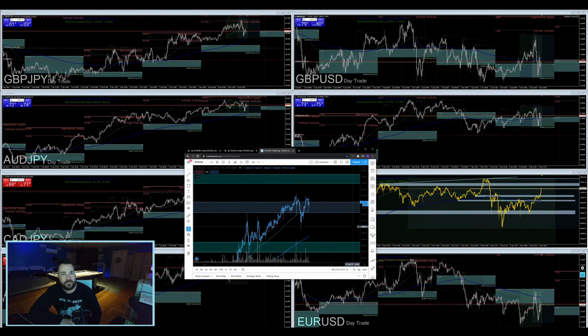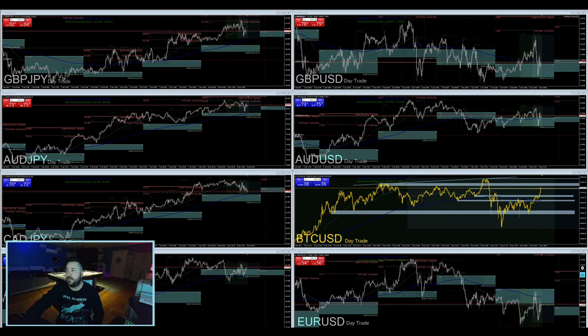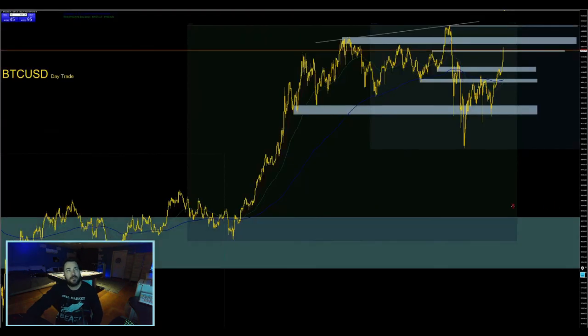This is a bullish move. Ethereum's trying to poke its head above the resistance level. There it goes. All right. Let's move Ethereum back over. I'll pull it back up if we're breaking back above for Ethereum, but I want to see this here on Bitcoin.